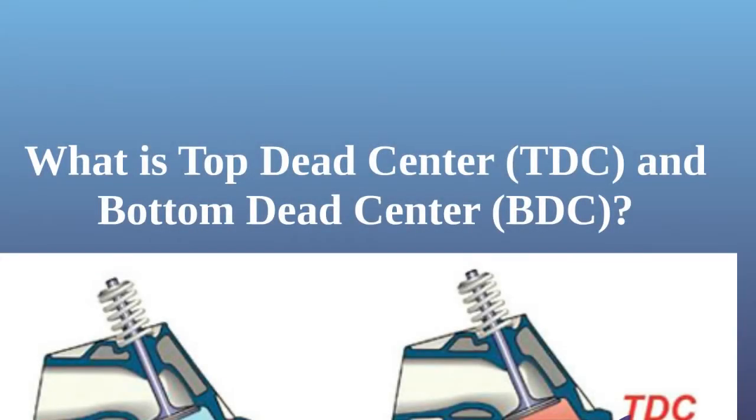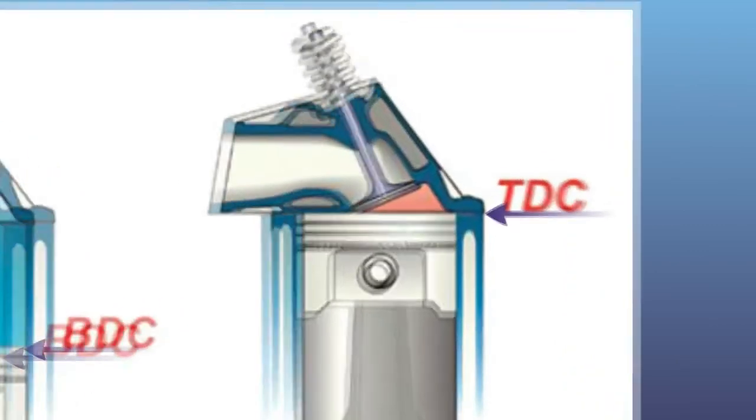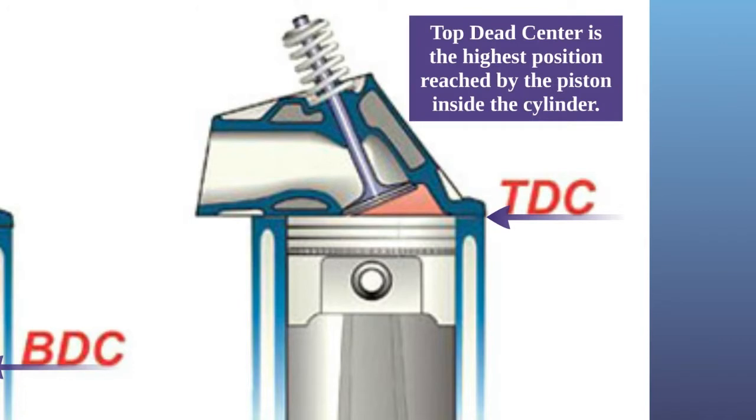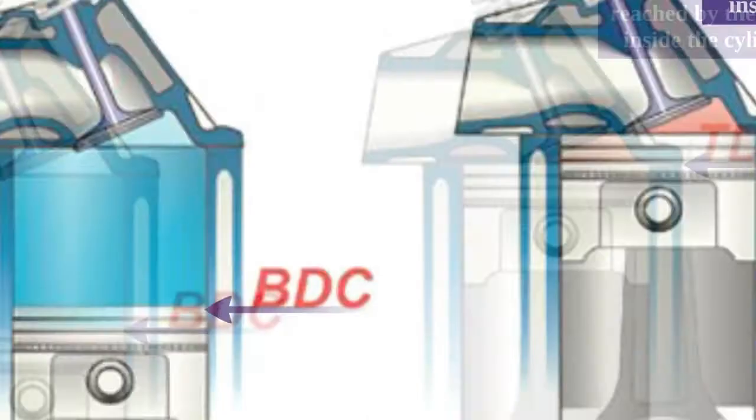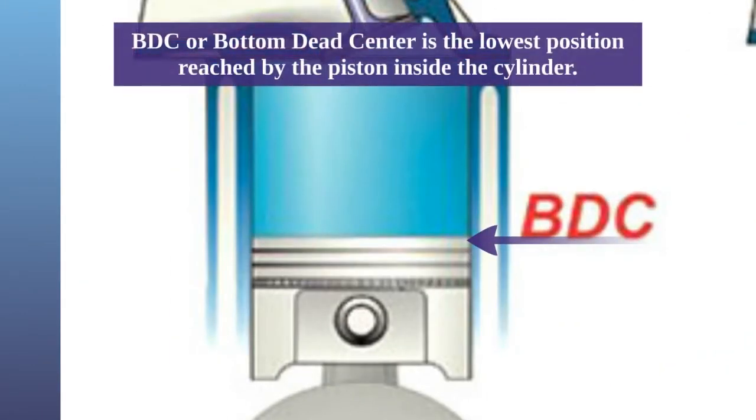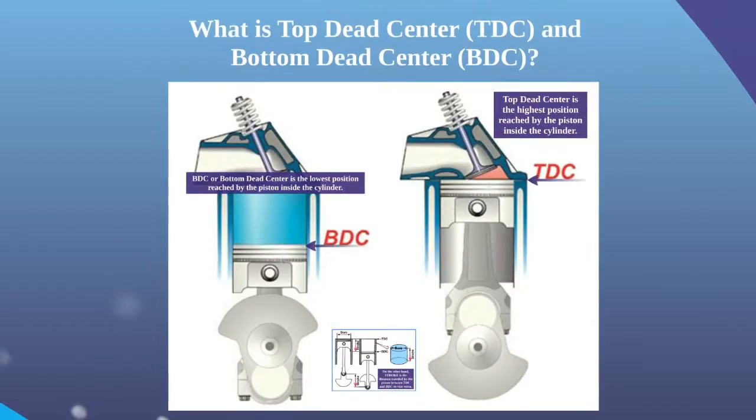What is top dead center (TDC) and bottom dead center (BDC)? Top dead center, or TDC, is the highest position reached by the piston inside the cylinder. BDC, or bottom dead center, is the lowest position reached by the piston inside the cylinder.